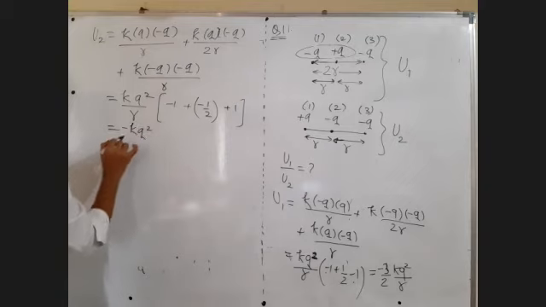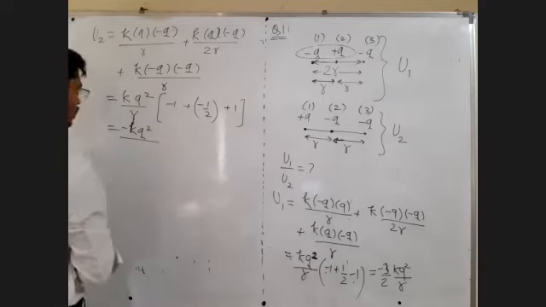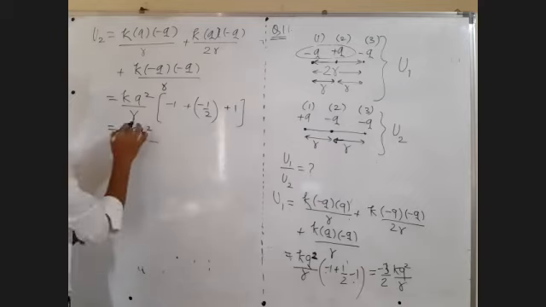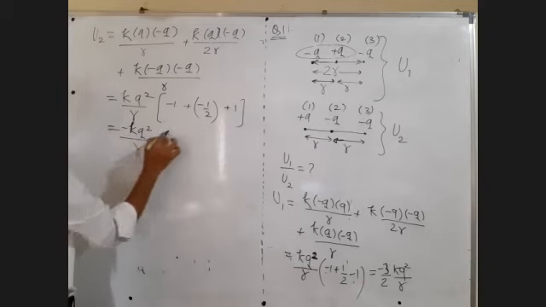This K is a small k. Capital K is different. Capital K means epsilon R, relative permeability, or capital K means dielectric constant. This is small k. Small k means 1 upon 4 pi epsilon, or 1 upon 4 pi epsilon 0. If there is a medium, epsilon. If there is no medium, vacuum, epsilon 0. Small k. K into Q square upon R into bracket.